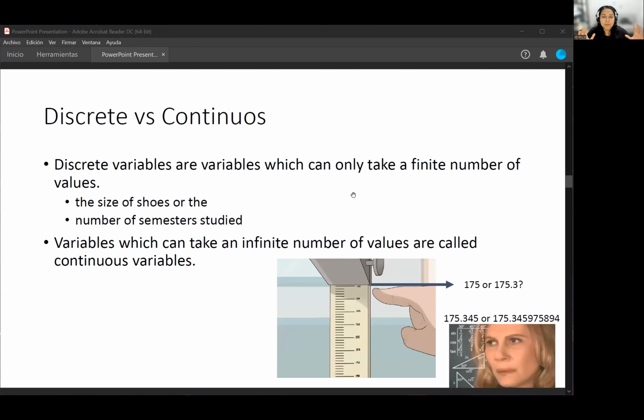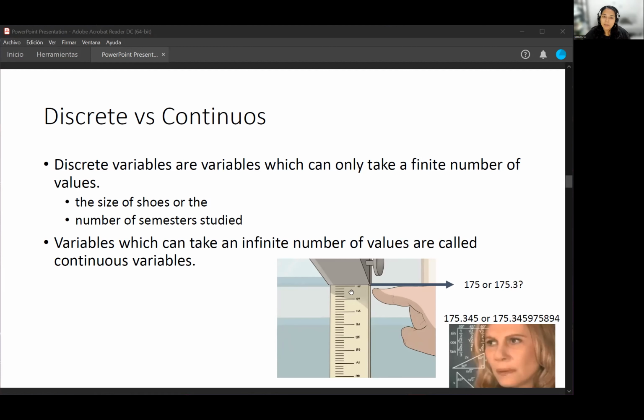And what is the difference between discrete and continuous? Discrete variables can only take a finite number of values, like the size of shoes or the number of semesters. Continuous variables can take an infinite number of values, and we call them continuous variables. For example, the height of a person. Are you sure that it's 175 centimeters, or should it be 175.3? That's something we need to consider.